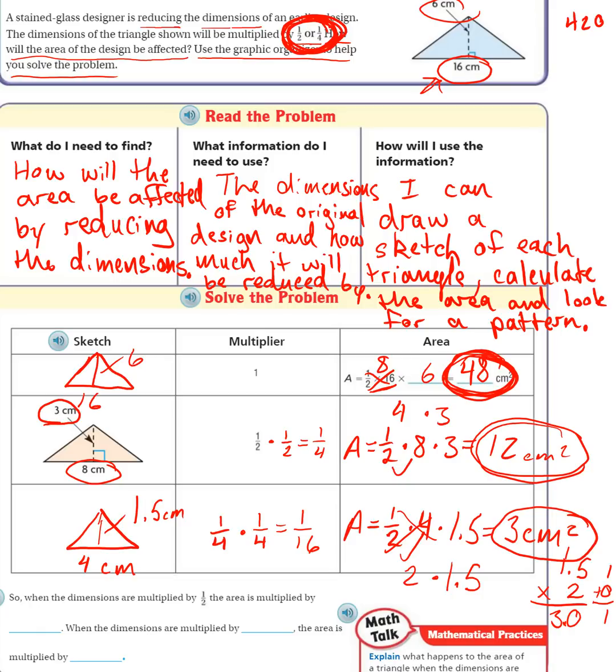Okay. So there is our pattern. This is the thing that we're looking for. So when the dimensions are multiplied by 1/2, the area is multiplied by 1/4. And when the dimensions are multiplied by 1/4, the area is multiplied by 1/16. All right. Again, if you have any questions, raise your hand. We're going to continue and go over some more examples.